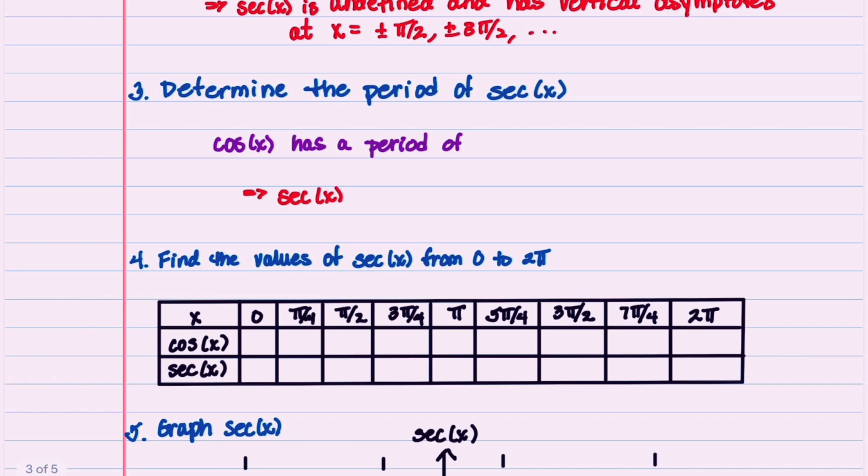We'll now determine the period of secant x. We know that cosine x has a period of 2 pi, so that tells us that secant x also has a period of 2 pi. This is just like the cosecant function.